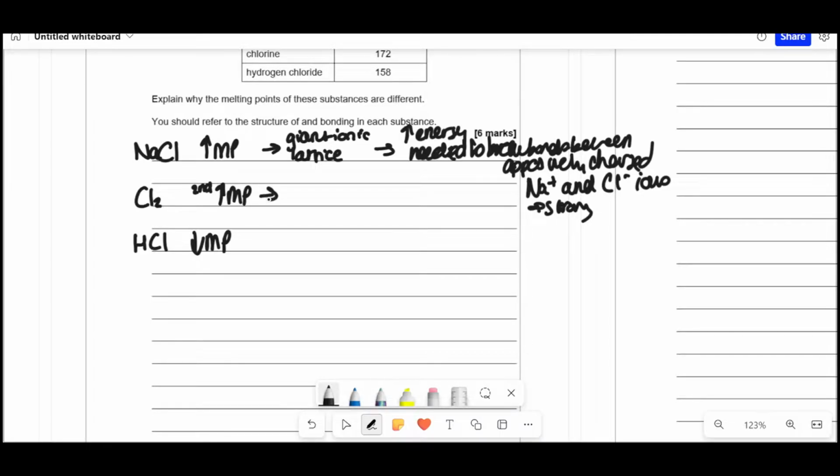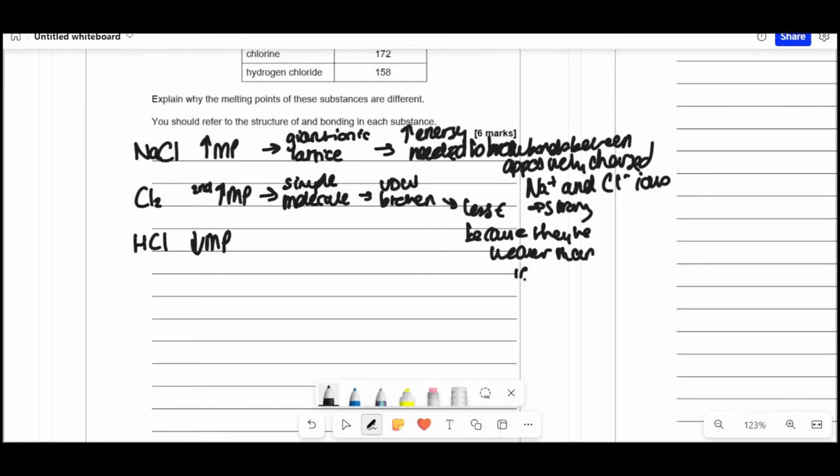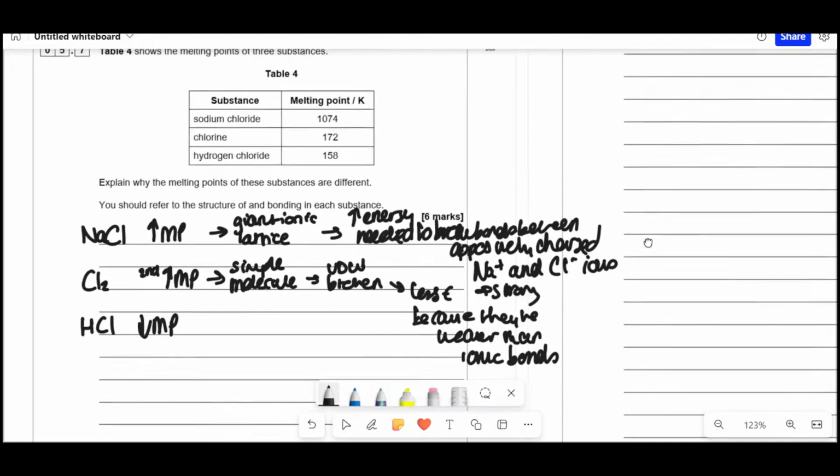So the next one is Cl2. Well, we need to think, what bonds are we breaking when we're boiling Cl2? Well, first of all, it's a simple molecule because it's just covalent compounds. So we're breaking the van der Waals forces between them. This is Cl2, so we're breaking van der Waals forces. So they're being broken, which require less energy because they're weaker than ionic bonds. So then that's that one.